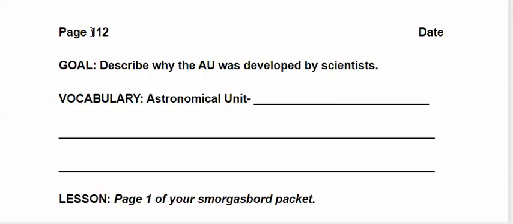Page 112 starts with the goal. Please write that goal down. It also has a vocabulary word. This vocabulary word is found in your packet. Before you start cutting anything, tearing it apart, find this vocabulary word and get the definition written down. Page 112 is going to have activity 1 from your packet. This should be that page where you wrote down the distances and the measurements from when you measured the room.